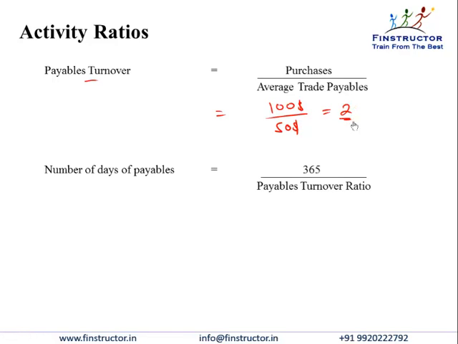And we can calculate the days of payables as 365 upon the payables turnover ratio. That will be 365 upon 2, which is again about 6 months. So like the other ratios, this ratio implies that on an average, we are paying our suppliers after a period of 6 months.